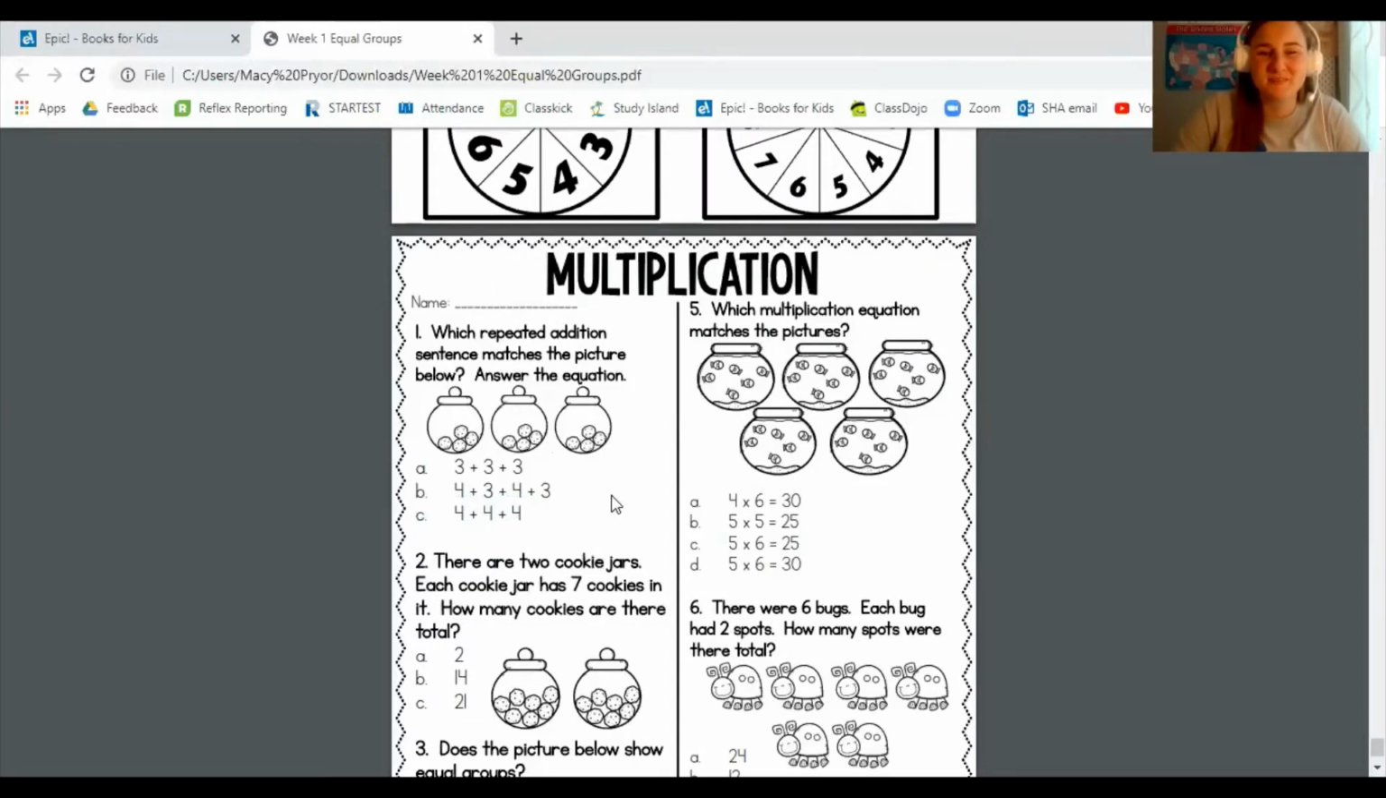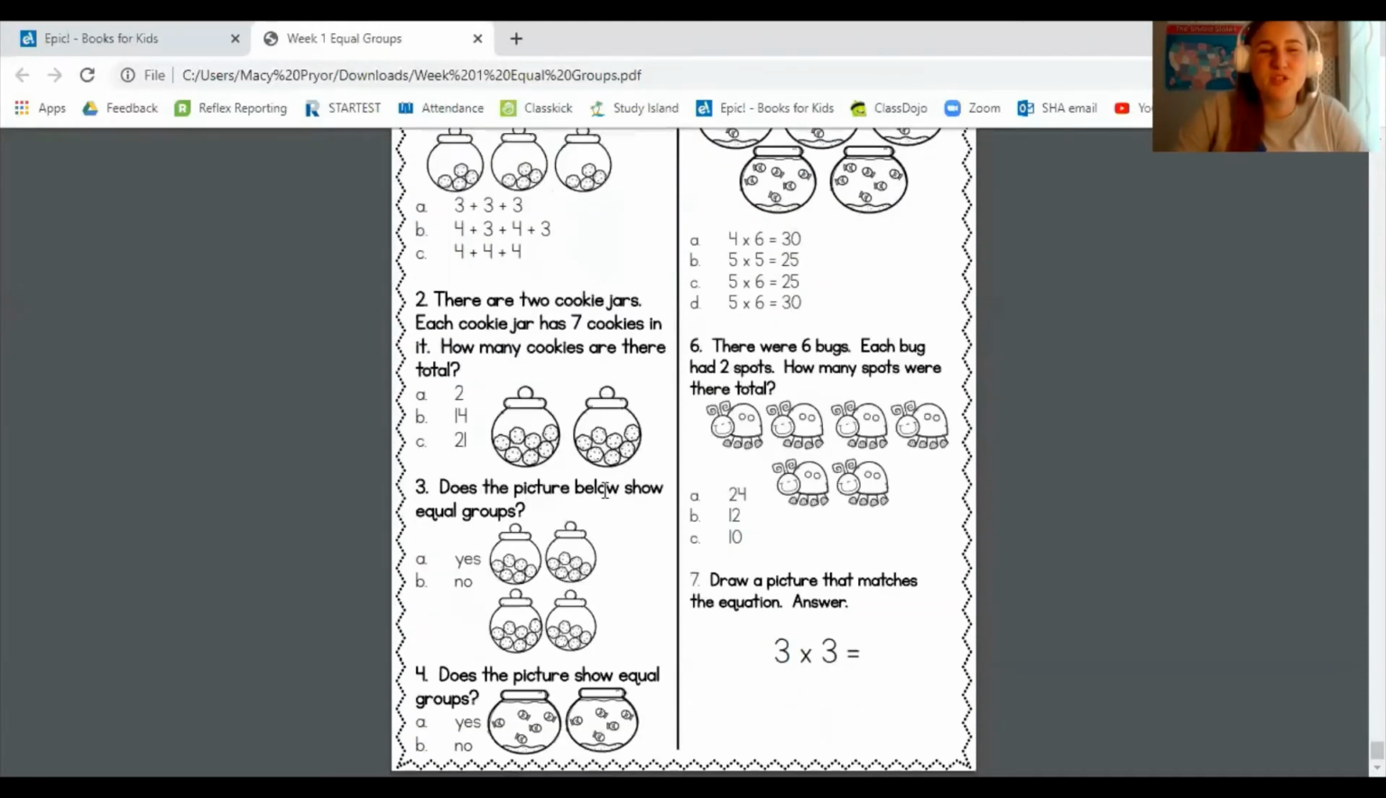Good. Number 2, there are 2 cookie jars. Each cookie jar has 7 cookies. How many cookies are there in total? So I know that this is 2 times 7, or 7 plus 7 if I'm doing repeated addition, and I know that 7 plus 7 is 14.